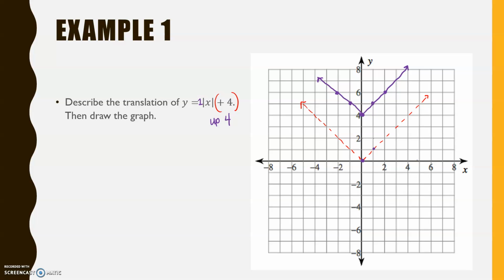There's no table involved. So for this one, because I have -2 and it's inside the absolute value bars, this would be moving left or right, and I change the sign. So it would be right 2. So if I want to draw that graph, my vertex started here, and I'm moving everything to the right 2. So now it's going to be over here. And then I still have a slope of 1. Up 1 over 1, up 1 over 1.